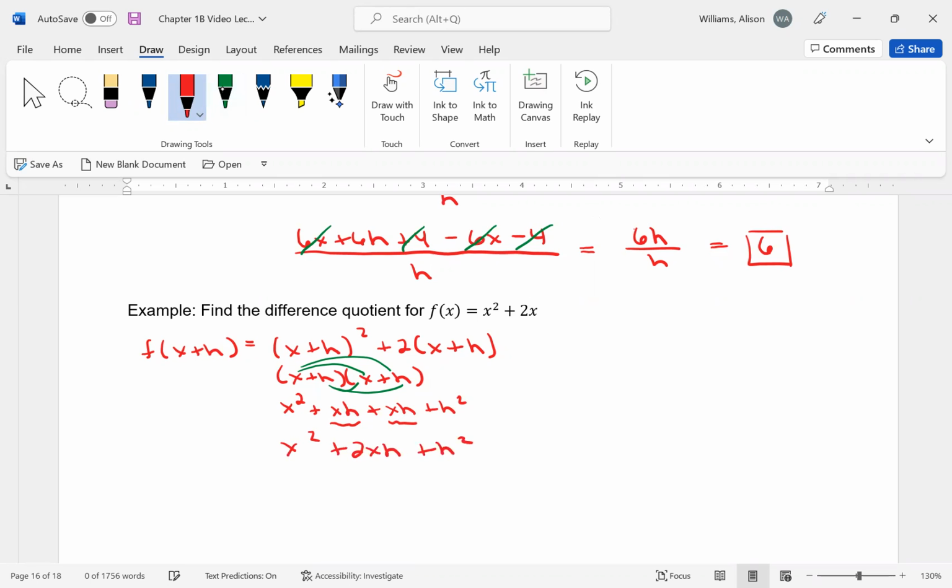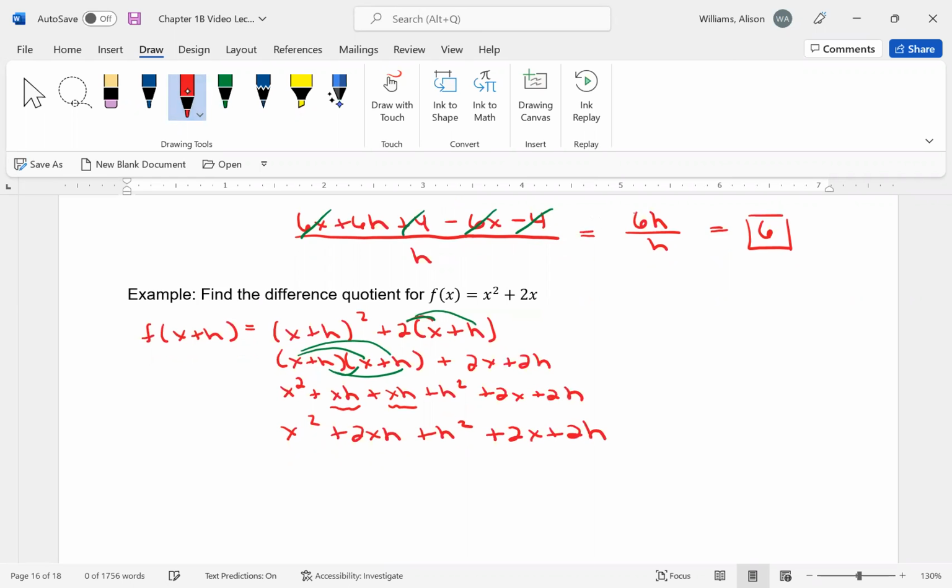But I'm not done, because technically I've been ignoring this, right? So let me address it. I'm going to distribute the 2 in. There we go. So I'm going to get 2x plus 2h. I'm just going to keep bringing that down. And there's no combining at this point. That's as simplified as it's going to be.